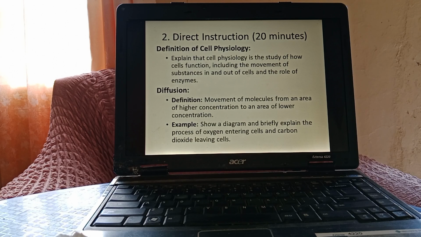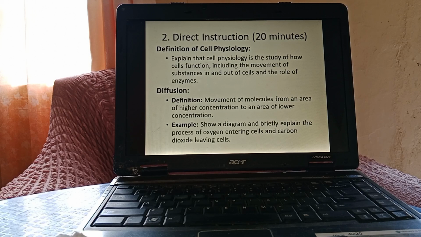Diffusion: movement of molecules from an area of high concentration to an area of lower concentration. You give the example there, you show a diagram and briefly explain the process of oxygen entering cells and carbon dioxide leaving cells.